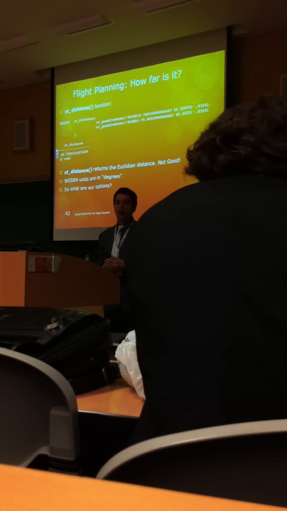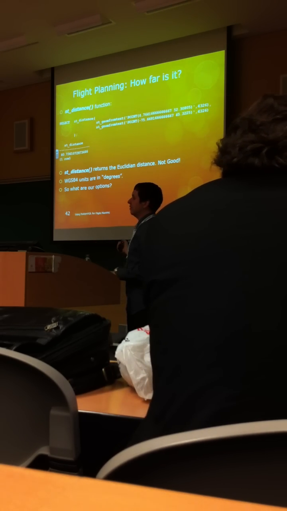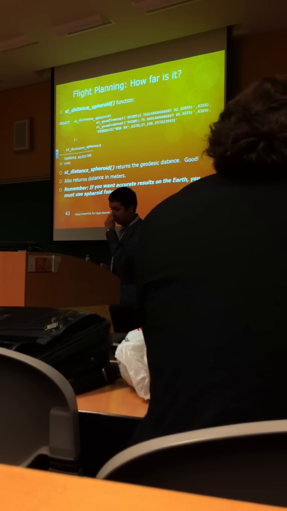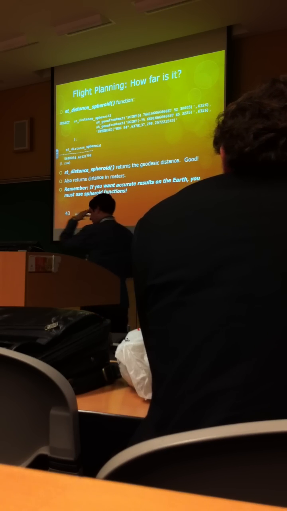So now we actually want to plan the flight. It's really easy for us to find out how long our track is going to be because we can use the ST_Distance function. Unfortunately, this function returns the Euclidean distance, which is the distance on the flat plane. But thankfully, Postgres gives us the distance on the spheroid instead. So no complicated math or great circle crap to worry about.